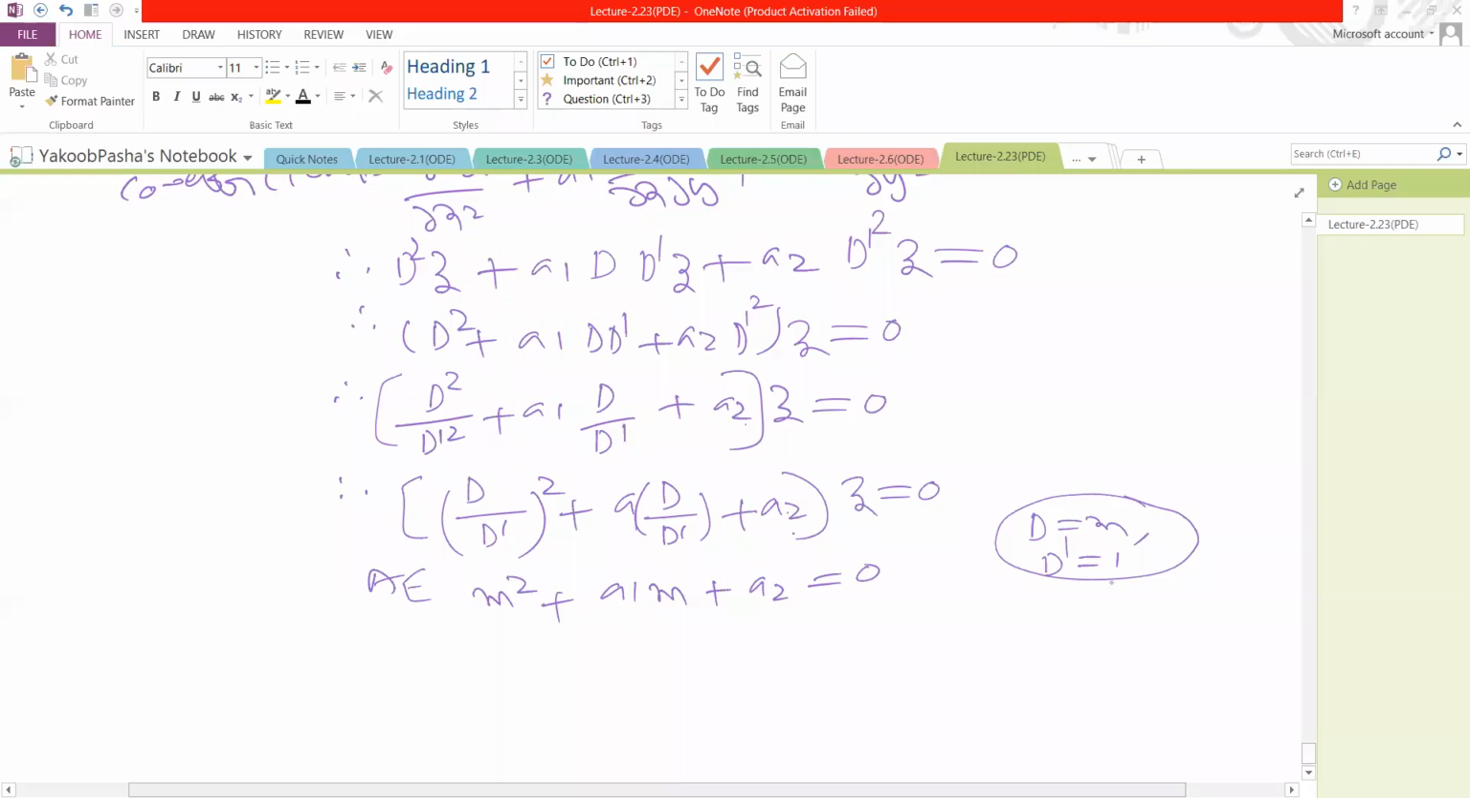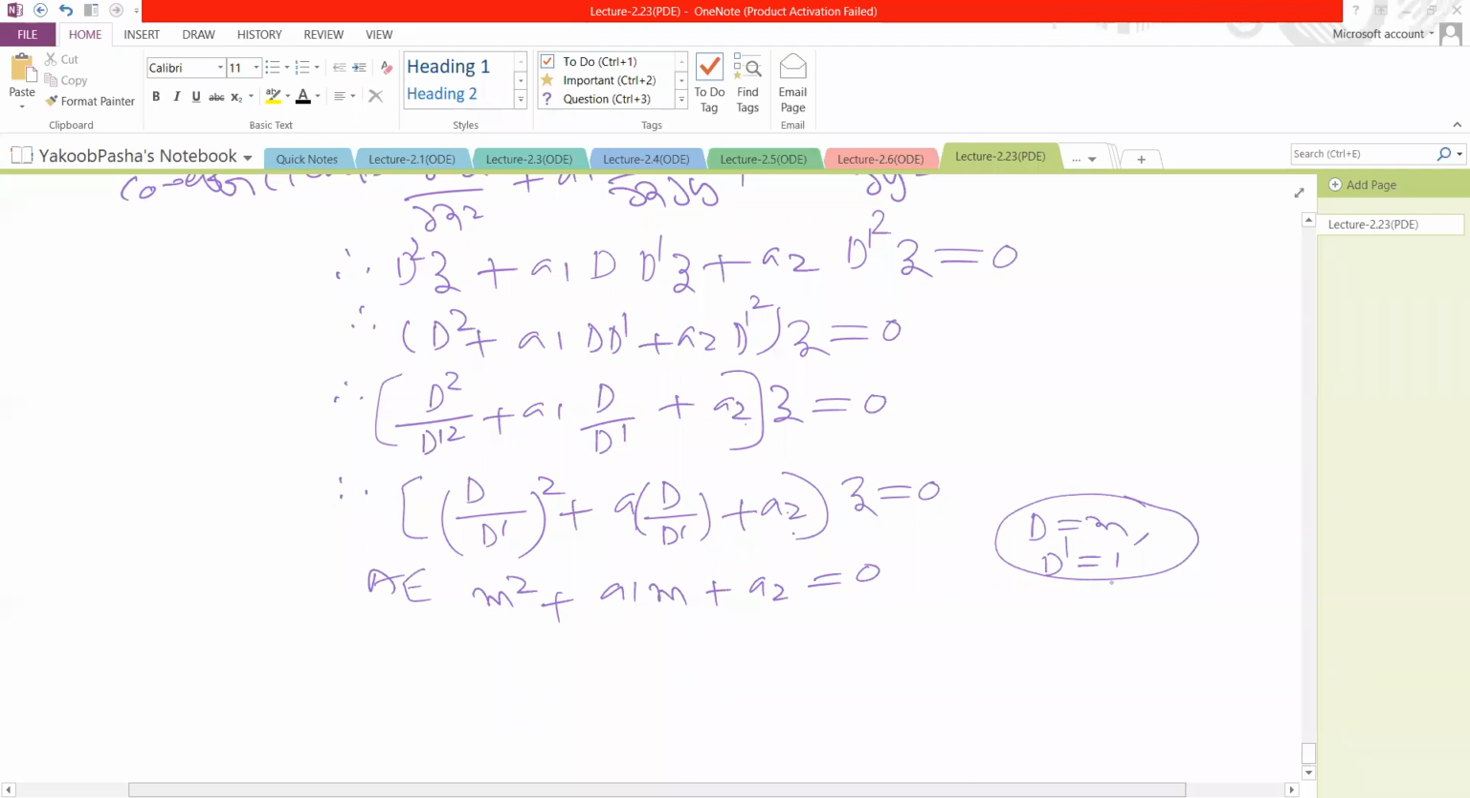Okay, now if you take d equal to m and d dash equal to 1, we'll get the auxiliary equation, which is a quadratic equation in m. It has two roots. The roots may be real roots or complex roots. If the roots are real, there are two conditions: the roots are distinct or repeated roots.